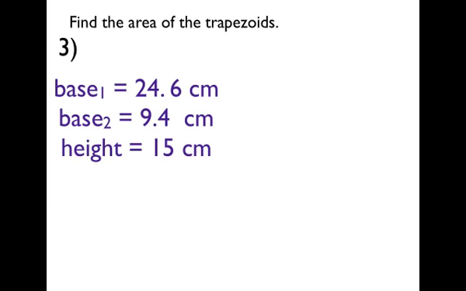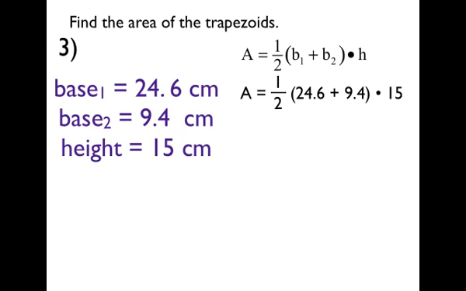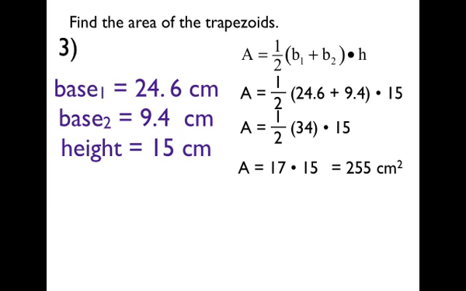Would you try this one? Here's the formula. Here's how you should have plugged it in. We do the adding inside the parentheses first. Then we'll multiply 1/2 times 34, or you could do 34 times 15, or 1/2 times 15. Commutative property of multiplication, it's not going to matter. And we get 255 centimeters squared.